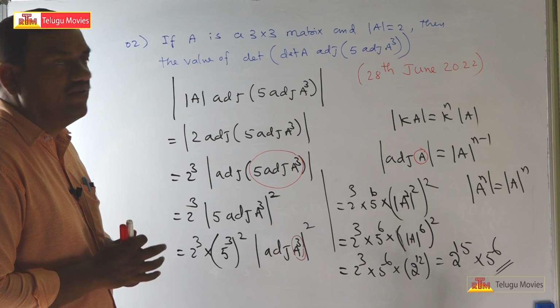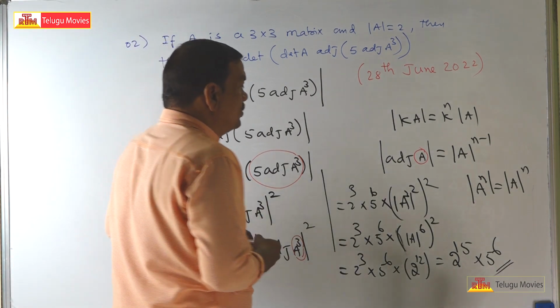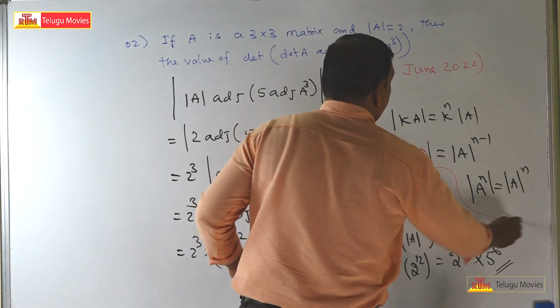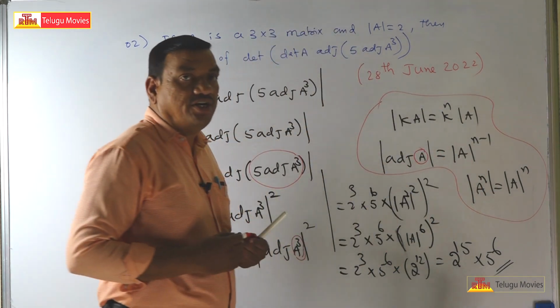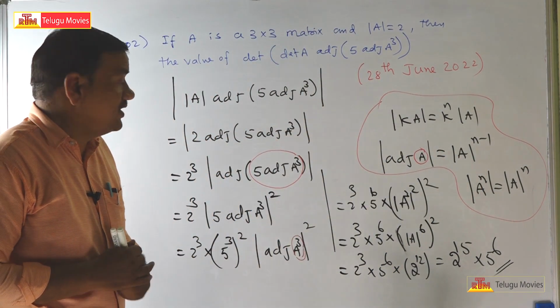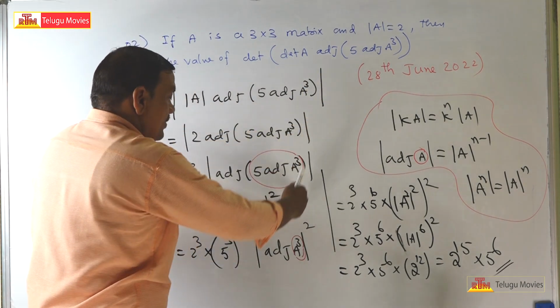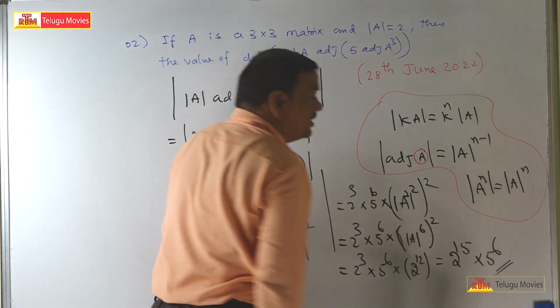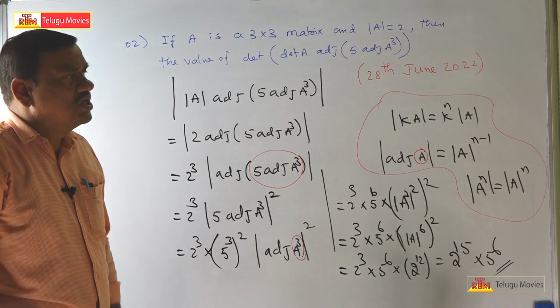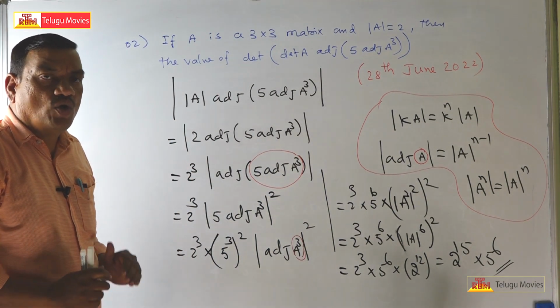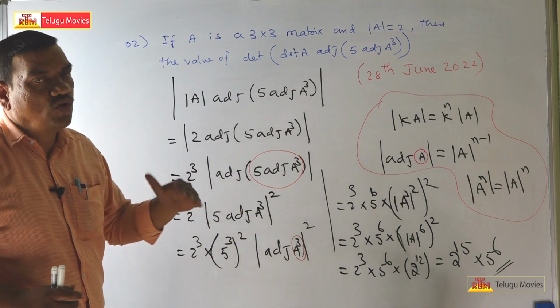The problem is very, very easy. The only thing is you should know the properties of adjoint of A and properties of the determinants. If you know one by one, systematically I am reducing the problem and I ultimately got the answer. Okay now. So very, very easy problem. So I hope that you understand this solution. Let us go for next problem.